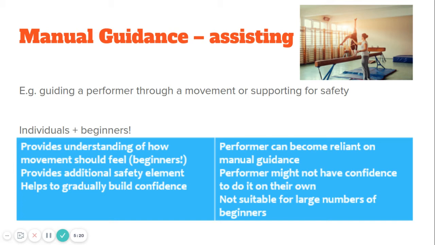Manual guidance refers to assisting individuals. It means that we can look at guiding the performer through a movement. In our image, you can see we've got a performer practicing on the beam, and the coach is just supporting them as they rotate through that forward or backward cartwheel, depending on which way they're moving.